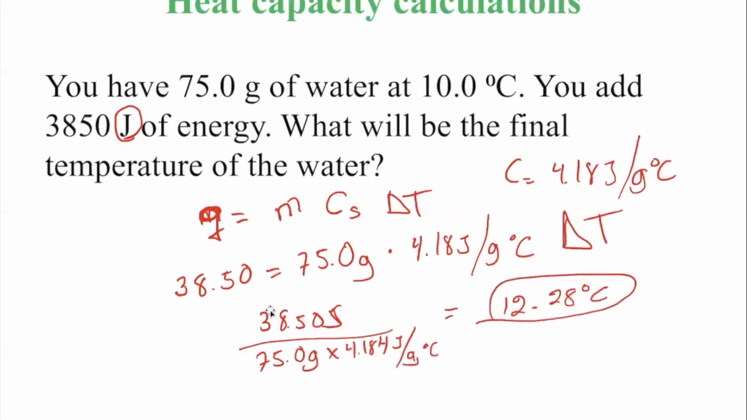So this change in T equals T final minus T initial. Well, we have the change in T, which is 12.28, and we have T initial, which is 10.0 Celsius. So when you do your magic from there, you should be able to figure out that your T final is going to be 22.2 Celsius. And that should be your answer.